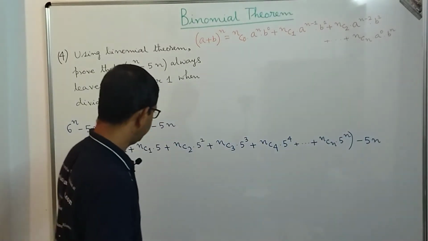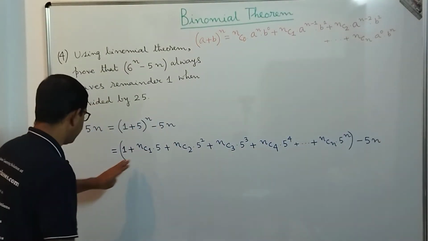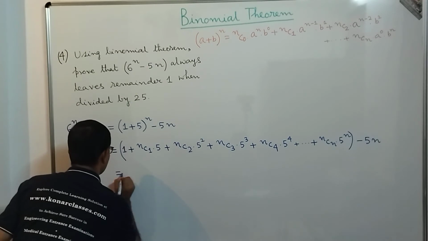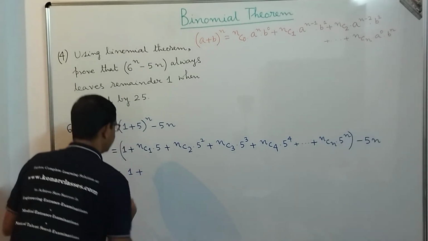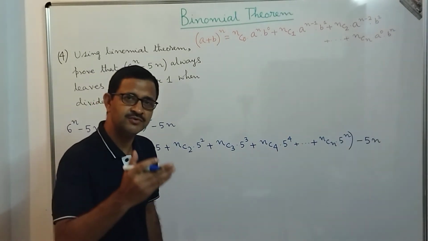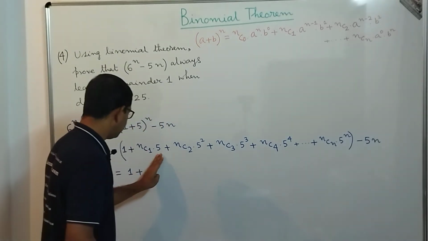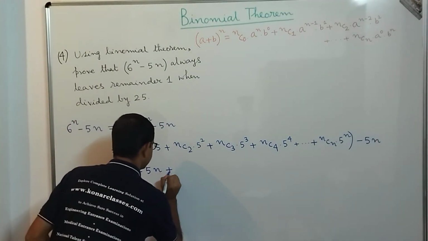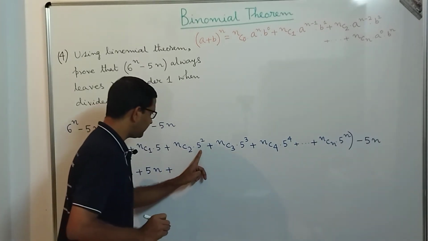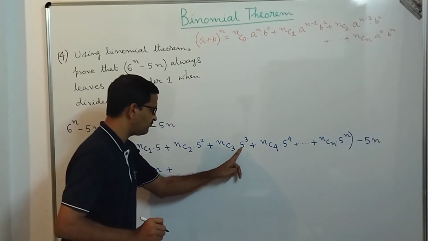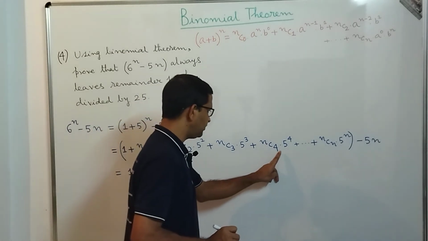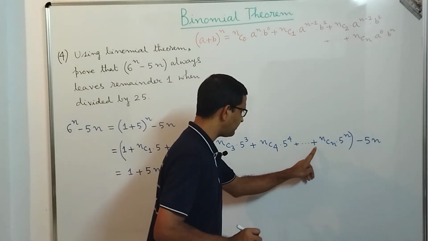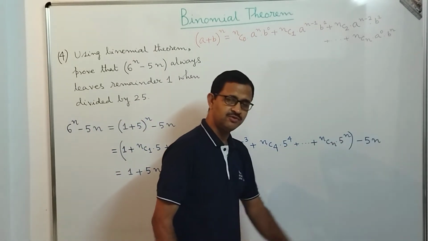Clear so far? Now let's see what it is. So we get it here. This is equal to 1 plus nC1. What is nC1, dear students? nC1 is n. So n into 5, that becomes 5n, plus nC2 into 5 square plus nC3 into 5 cube plus nC4 into 5 to the power 4, plus up to nCn into 5 to the power n.